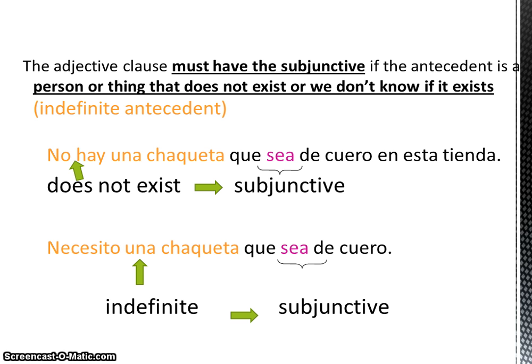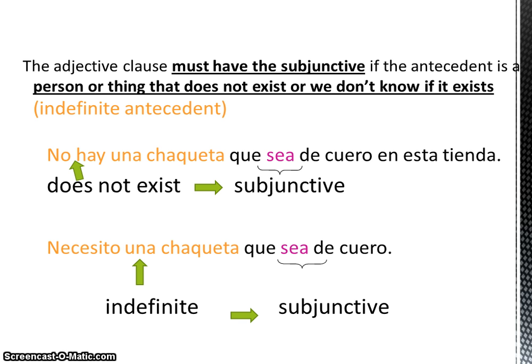So the adjective clause must have the subjunctive if the antecedent is a person or thing that does not exist, or if we don't know if it exists. That makes it indefinite or uncertain, which is naturally one reason why we use the subjunctive when we're talking about things that are indefinite or uncertain.